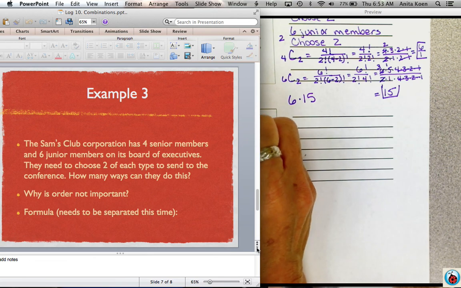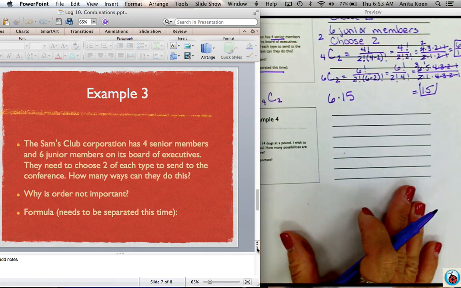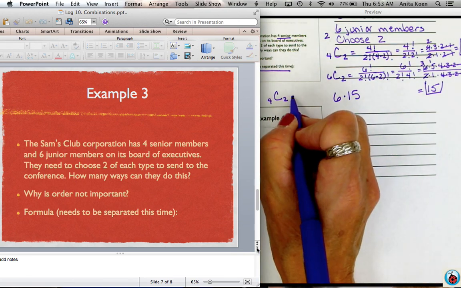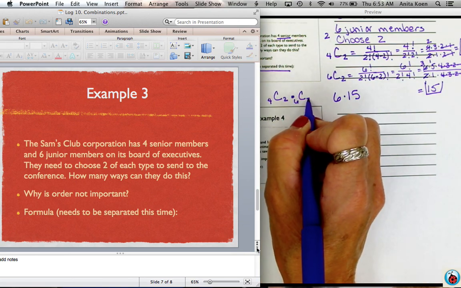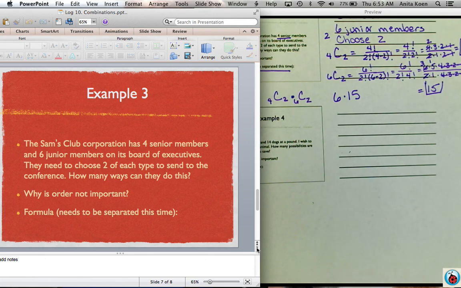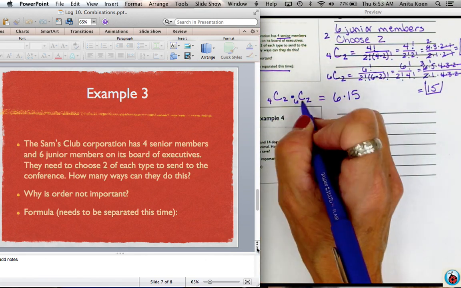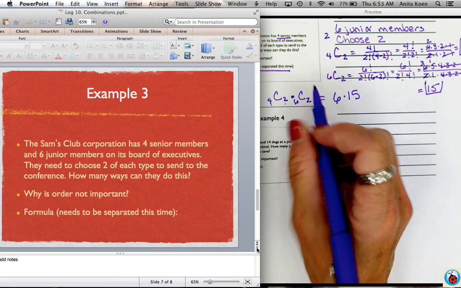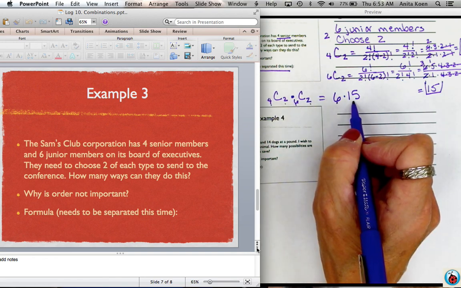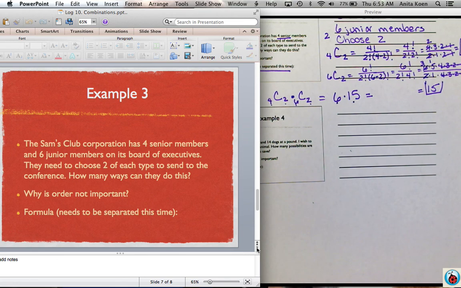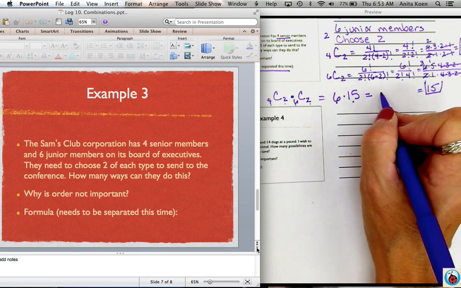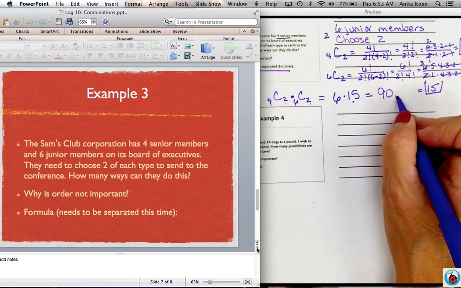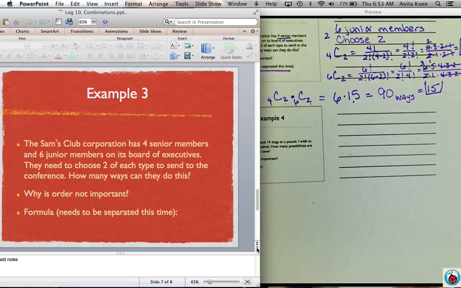What we're doing is the combination of 4 things taken 2 at a time times the combination of 6 things taken 2 at a time. And actually, I've got that written backwards, and I apologize for that. And that's going to be 4 things taken 2 at a time is 6. I guess I do have it in the right order. 6 things taken 2 at a time, we found 15. And when we multiply 6 times 15, that gives us, what, 90? Yeah, because that's 30, carry, yes, 90. So there are 90 ways to choose people to go to this conference.